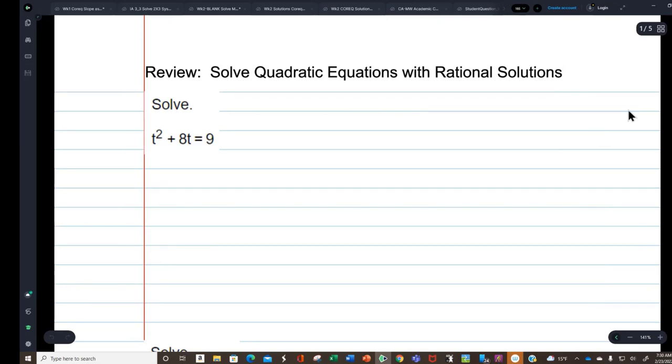We're going to be solving equations. In particular, we're going to be solving equations with rational solutions. Now, rational solutions means that the answers to the equation can be turned into fractions. And why that's important is we can find them exactly on the x-axis.